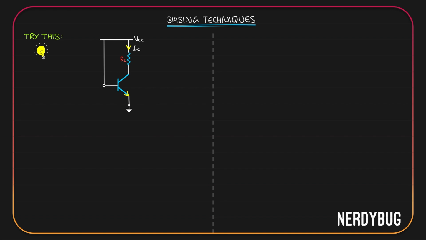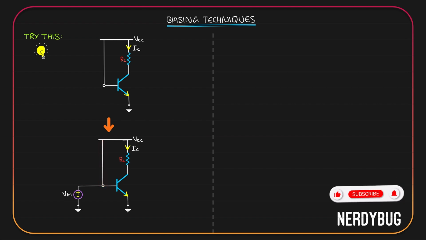Sounds good, but let us see what happens when we apply an input. I have applied the input between the base and the ground. Since the emitter is also grounded, you could say the input is between the base and emitter. Base is directly connected to the VCC. Emitter is at the ground. So the potential difference between the base and the emitter is VCC.